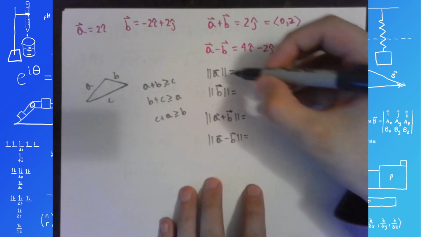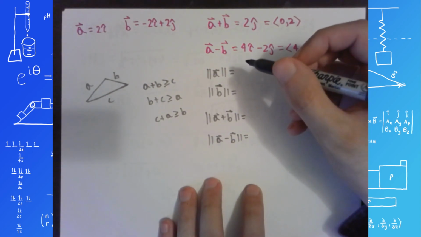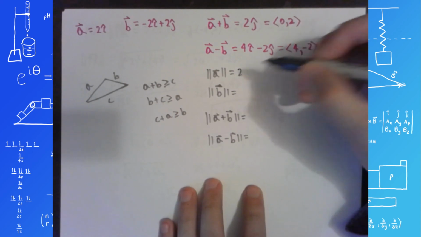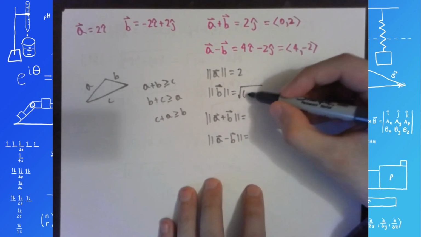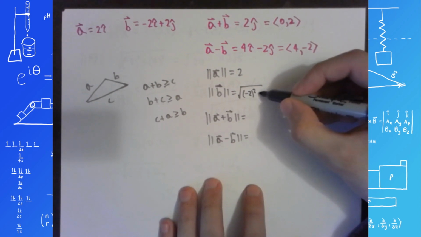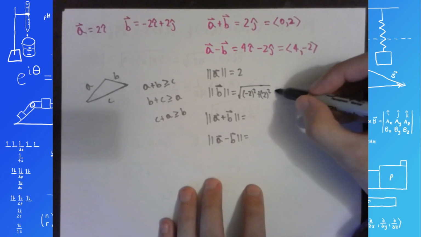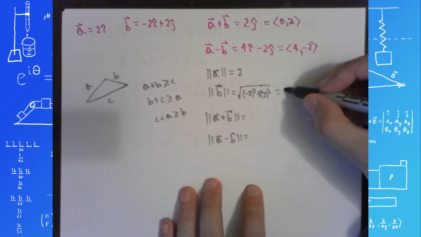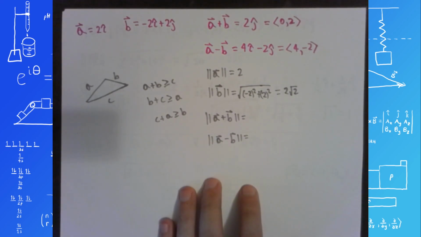Magnitude of A, well, that one's easy. That's just 2 because there's nothing else. It's the square root of 2 squared plus 0 squared, so just 2. Magnitude of B is going to be square root of negative 2 squared plus 2 squared. 4 and 4, that's 8. Square root of 8 or 2 square root 2 if you simplify.